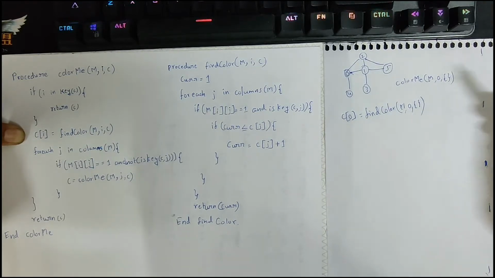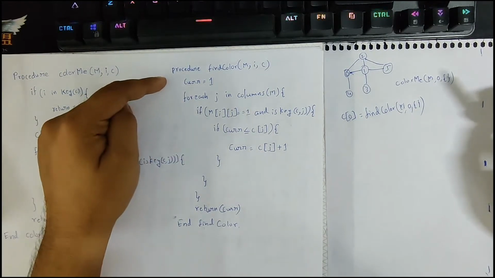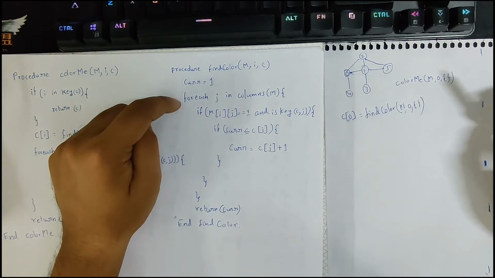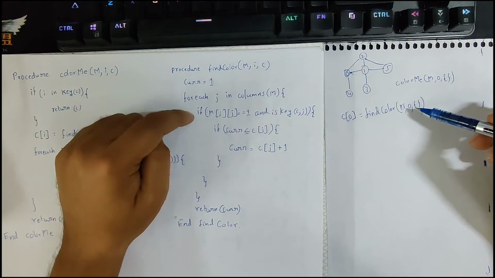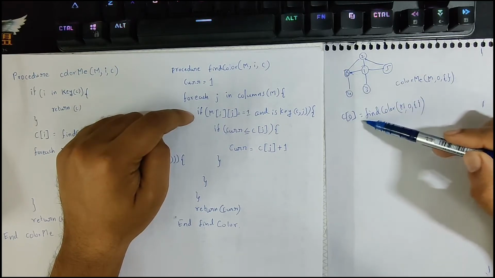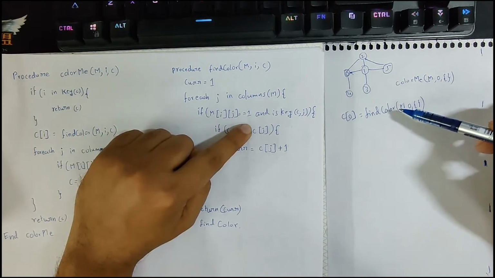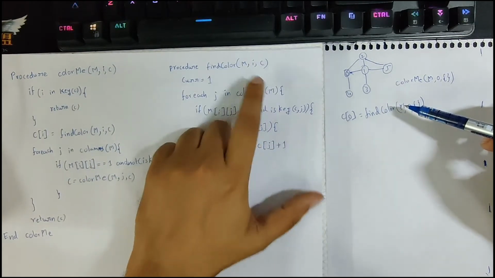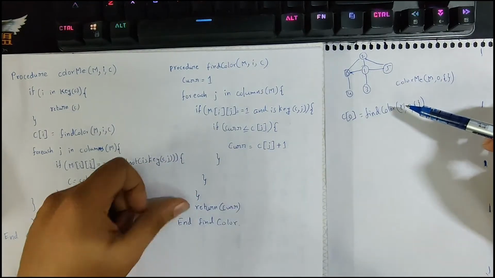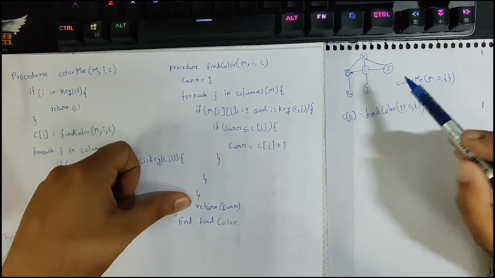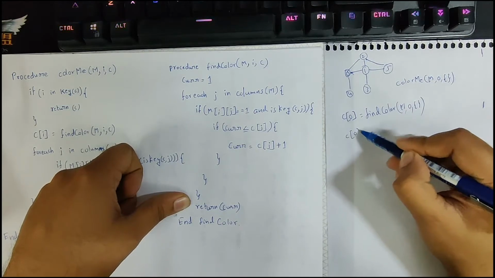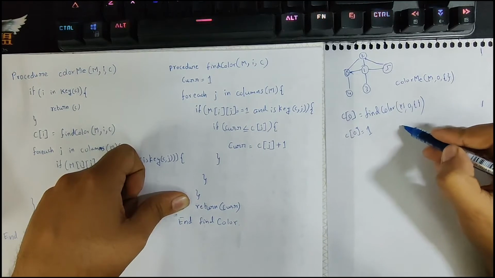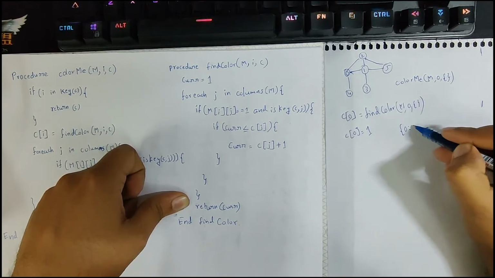Okay, so we'll come to this procedure now, find color. So current value is 1 here. For each j in columns of M, we are checking if there is an edge from 0 to certain j or not, and is it a key in the given dictionary. But right now we have an empty dictionary, so we can just directly move to the return statement here. First value will be C of 0 equal to 1. Okay, so our dictionary has its first element now.